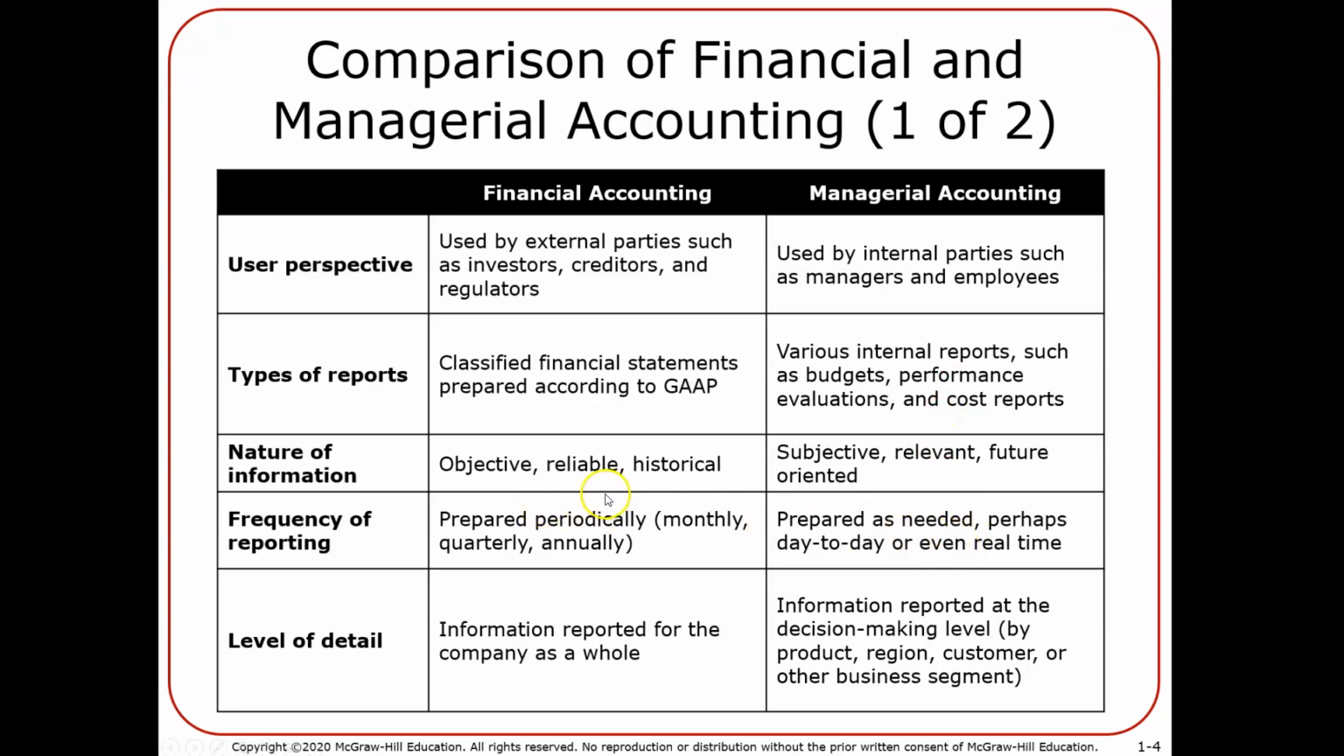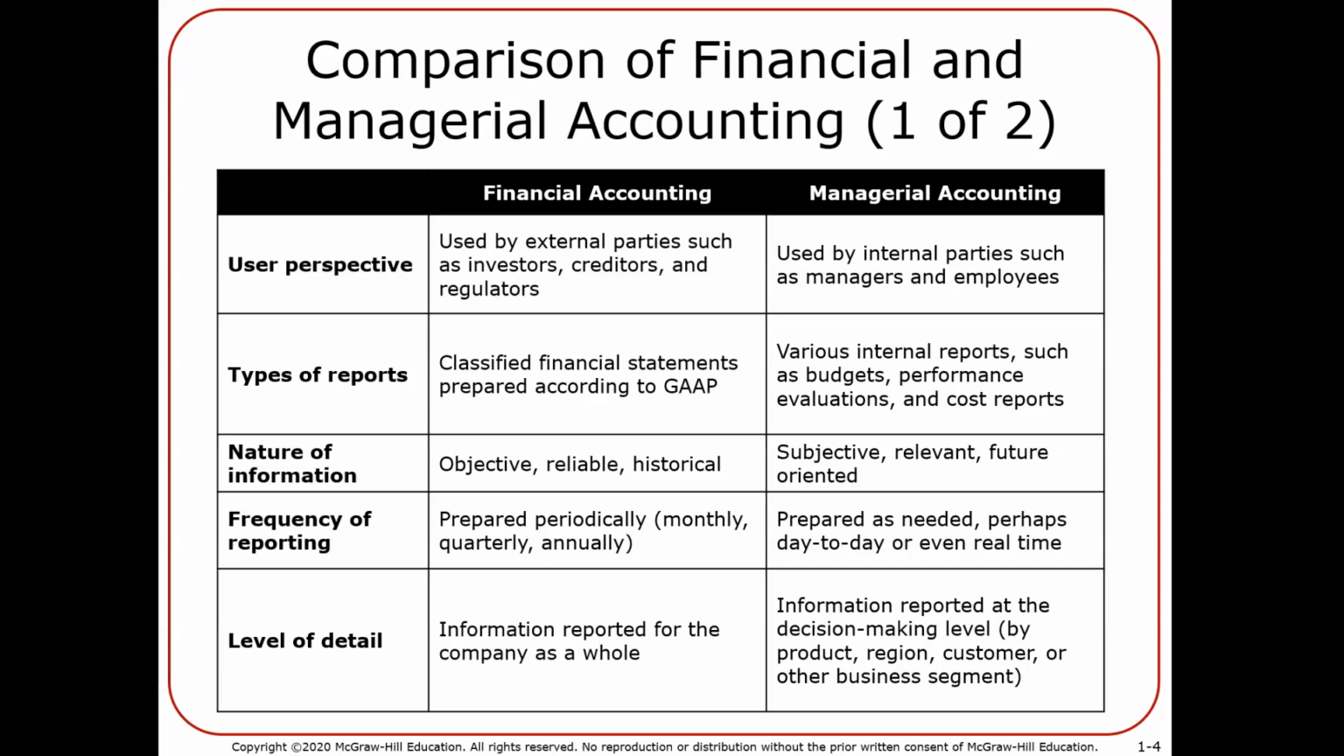Where in financial accounting, everything that we look at is objective, reliable, historical. There's really hard and fast rules. In managerial accounting, it's just the opposite. Everything's subjective. It's pretty relevant and it's future oriented, so it's important.